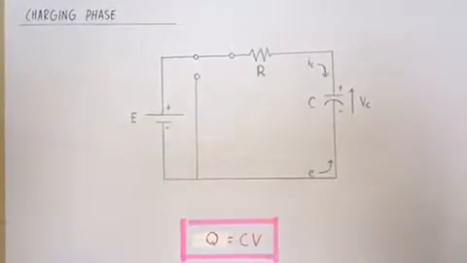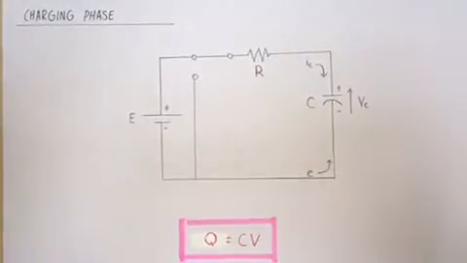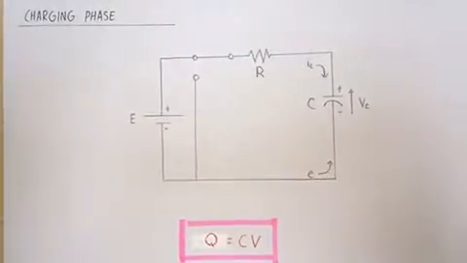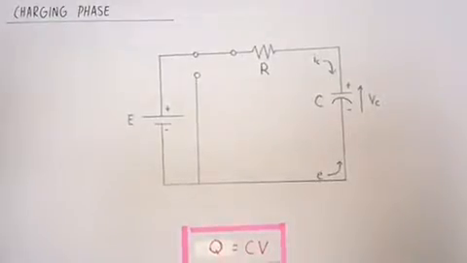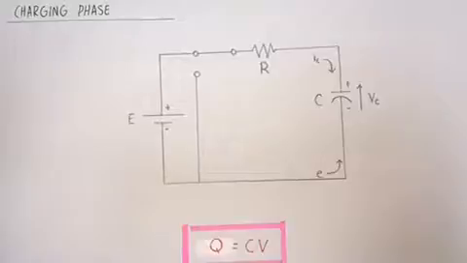The other formula that needs to be known is Q equals CV, where Q is charge, C is the capacitance, and V is the voltage of the power source. Once the charging phase has passed, steady state will be achieved, and the capacitor is like an open circuit.